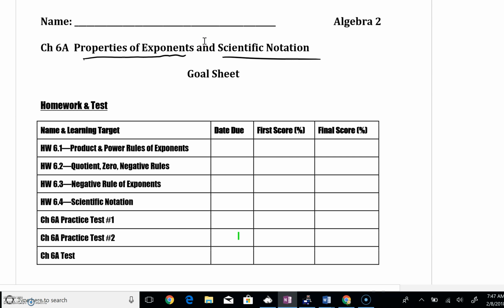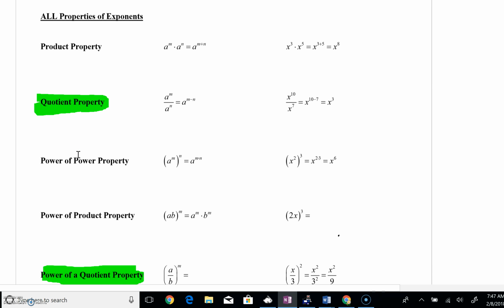Okay, in Algebra 2, Lesson 6.2, today we're going to work with exponents, but you can see right here on our beginning chart, it's the quotient rules, the zero rule, and the negative rules. If we go to page 2, every single property of exponents is on this page, and you're going to be able to go back and look at them.